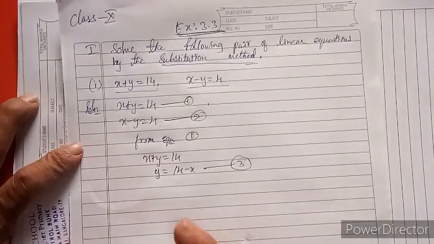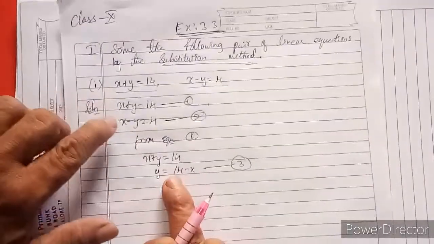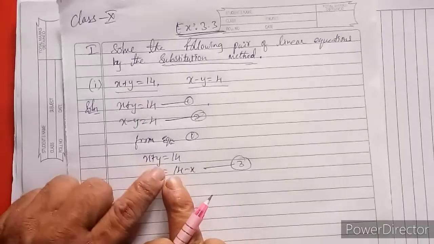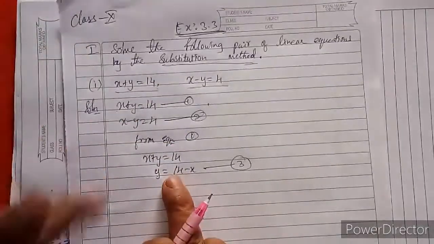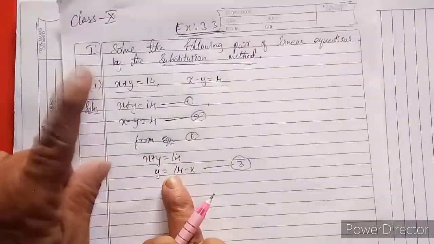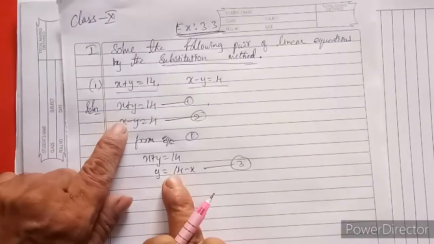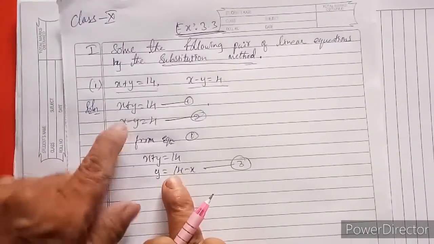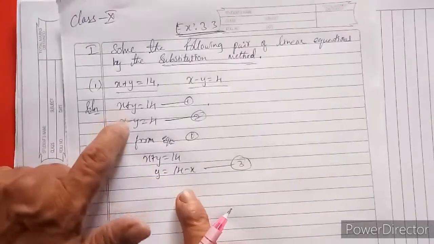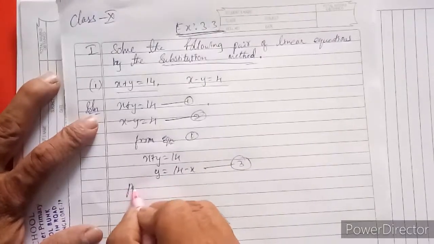Remember one note, listen. Whichever equation we take, equation 1 or 2, the value we get in equation 3 we should not put in the same equation. I have taken equation 1, so the equation 3 value we should not put in equation 1. If I took equation 2, then the equation 3 value we should not put in the second equation. Remember that point.